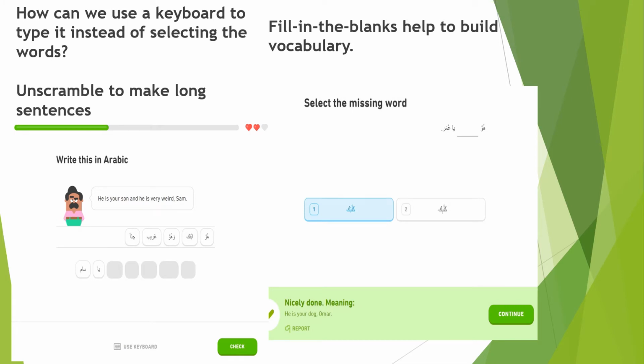Here you can see on the left side that I have a choice to use either the keyboard or the words given in Arabic to make long sentences, and then I practice by making long sentences and even some paragraphs. Then I check the grammar by filling in the blanks with Arabic words in the sentences.